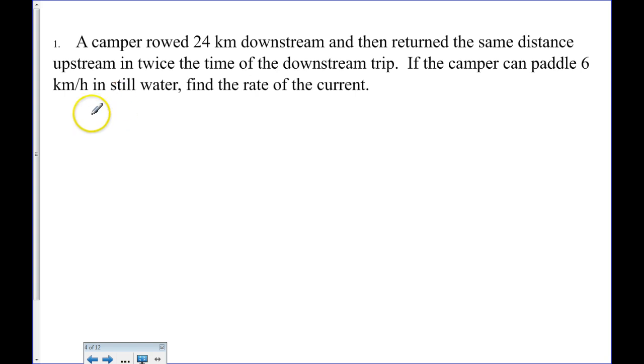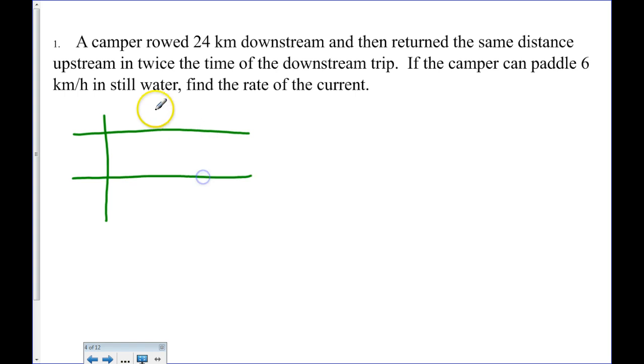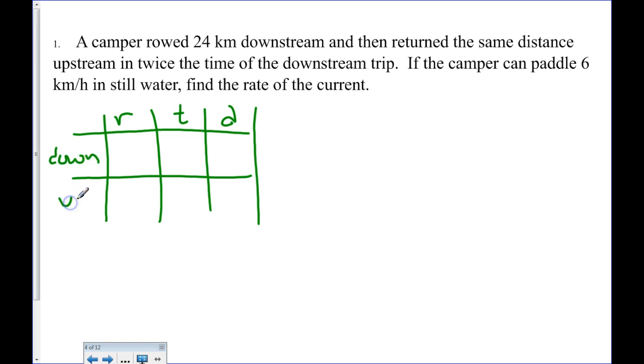So we're going to set up our chart with rate, time, and distance again. So this is rate, this is time, and this is distance. So I'm going to label this one downstream and this one upstream. Okay, we know our distance. So that's 24. So I'm going to go ahead and fill in my chart here under the distance.